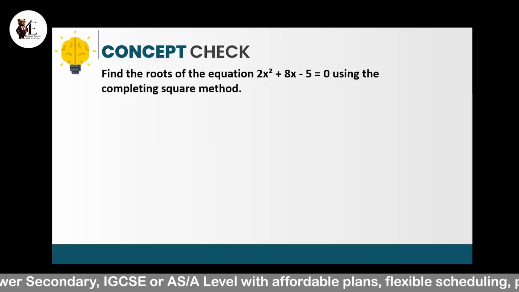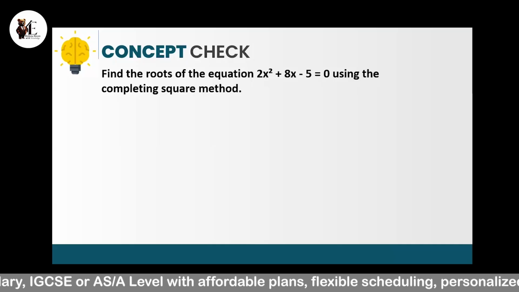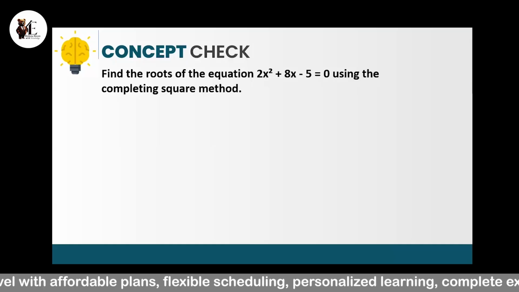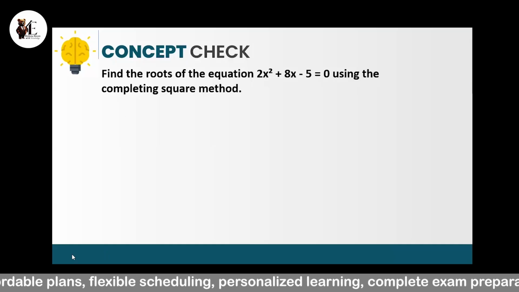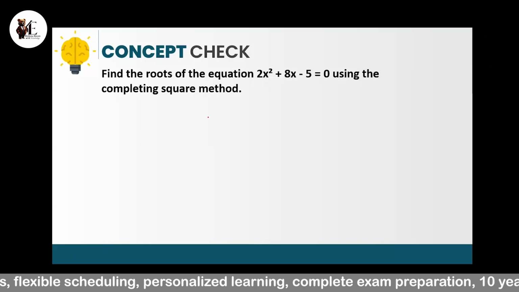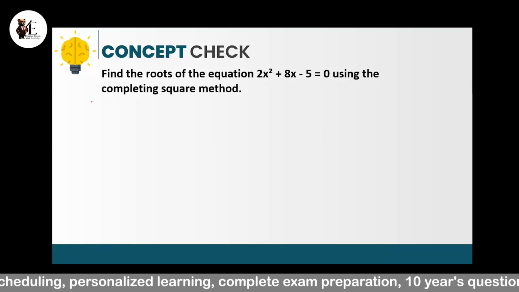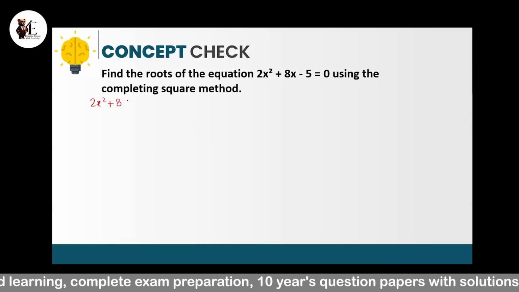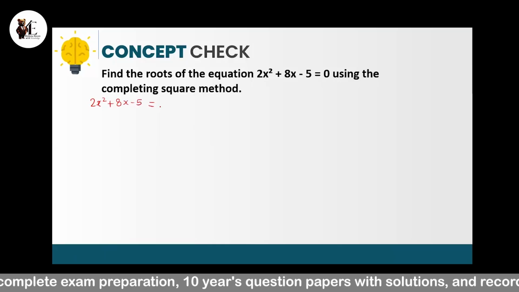Okay, so I'm solving this question. This is also based on completing the square method so that you can revise the steps which we follow in completing the square. Okay, so the equation is 2x square plus 8x minus 5 is equals to 0.